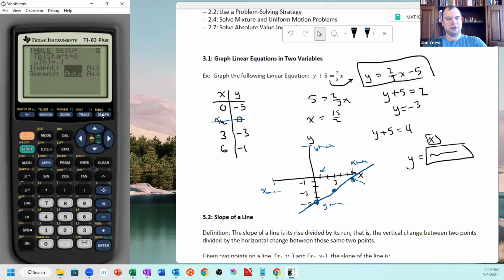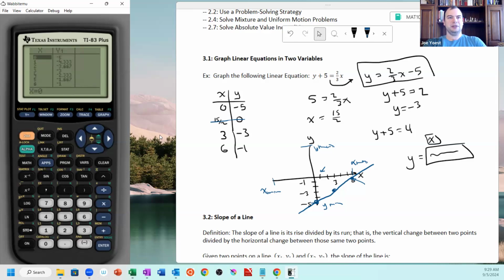And then second graph brings up the table, and I see now my x column goes 0, 0.1, 0.2, 0.3, and I can navigate down or up as needed. For table setup, it's usually I would start at 0 and increment by 1 unless I had some specific reason not to.